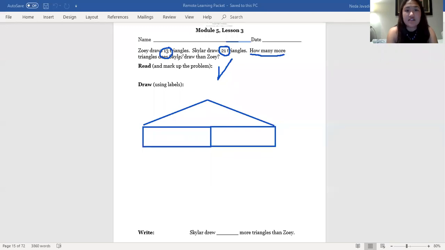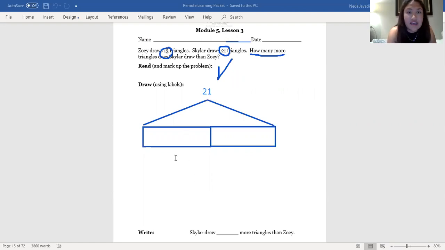Now, Zoe draws 13 and Skylar draws 21. We're looking for how many more triangles Skylar drew than Zoe. If we're looking for how many more, I know we're going to do a subtraction number sentence, and I know that I'm looking for a part. That means that between 13 and 21, I need to figure out which one is my total. If I have the numbers 13 and 21, I know that 21, the bigger number, must be my total because it's bigger than 13. So I'm going to write 21 right there in that spot.